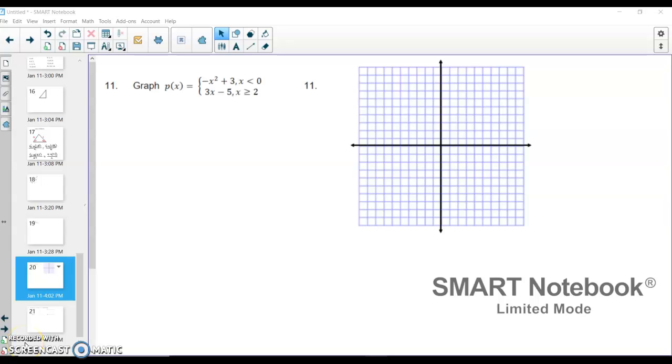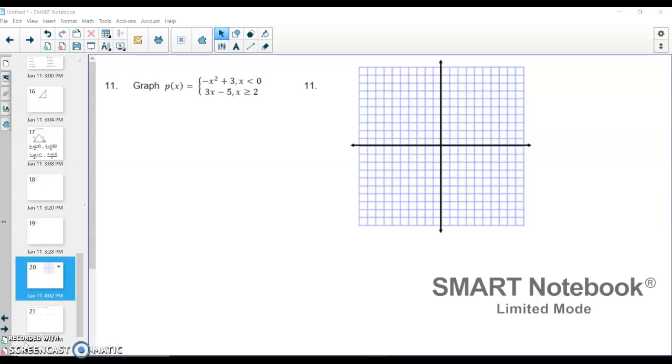Okay, here's my video for graphing the piecewise function from problem number 11 on our chapter 1 practice test. What I do in any piecewise function graphing is I'm going to do two xy tables, one for the top function, one for the bottom function, and I'm going to choose my x values according to the domain they give me for both functions.